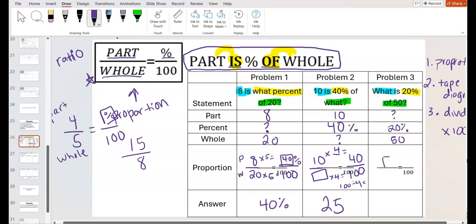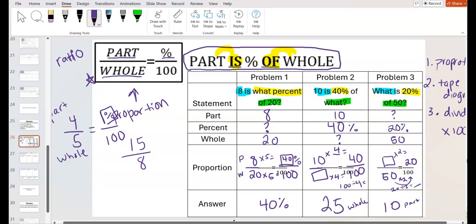My part, I don't know. My total, or my whole, is 50 and my percent is 20 out of 100. Same thing, I'm going to multiply by 2 to turn 50 into 100. So what times 2 makes 20? Or 20 divided by 2 is what? That's going to be 10. So my part is 10. So this is 25 is my whole, and 10 is my part, and 40 is my percent.